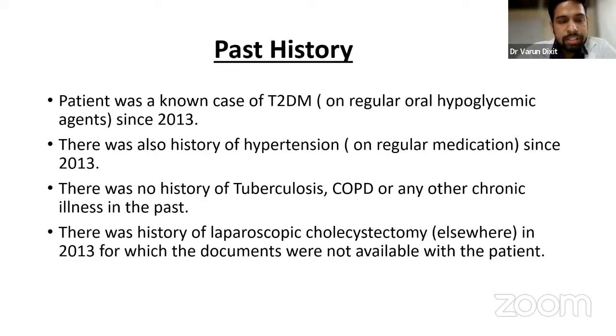Past history: patient was a known case of type 2 diabetes mellitus since 2013, and she was on regular oral hypoglycemic agent. There was also history of hypertension since 2013. There was no history of tuberculosis, COPD, or any other chronic illness in the past. Patient also underwent laparoscopic cholecystectomy elsewhere in 2013, for which the documents were not available with them.